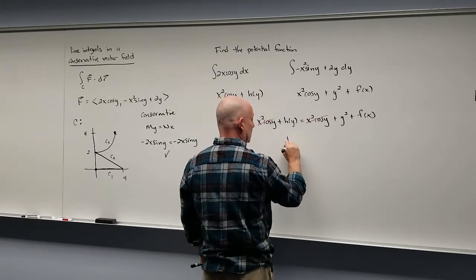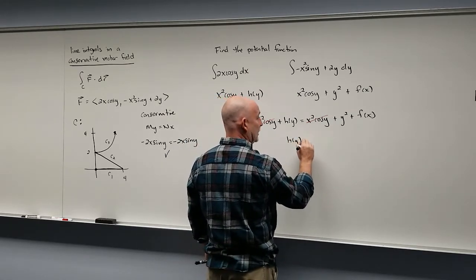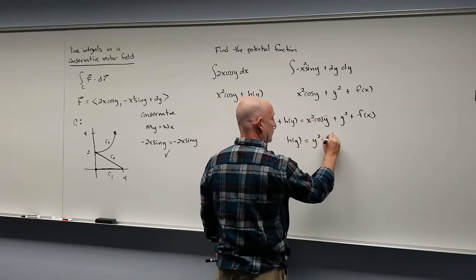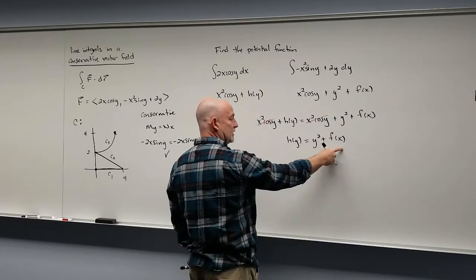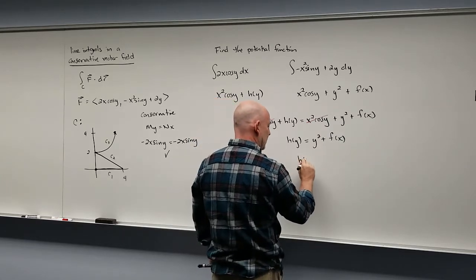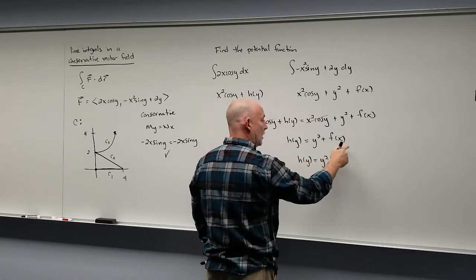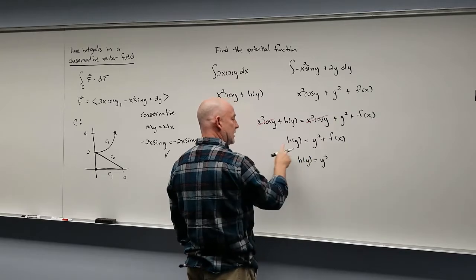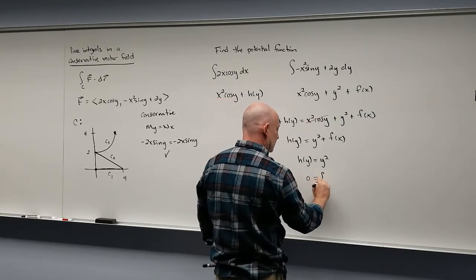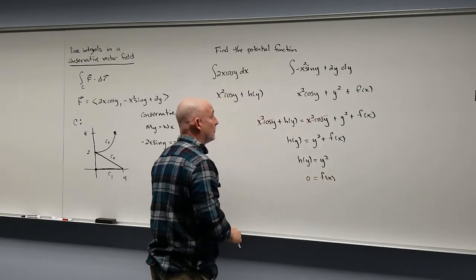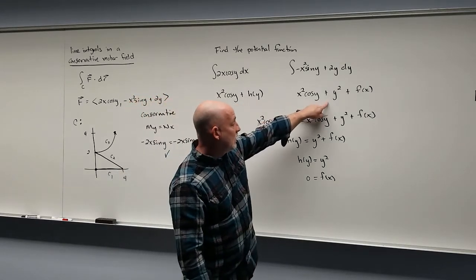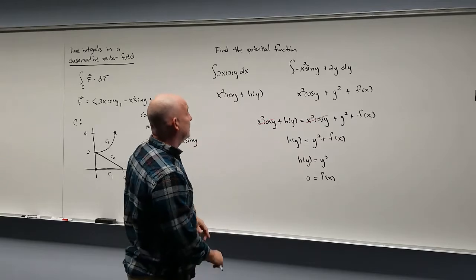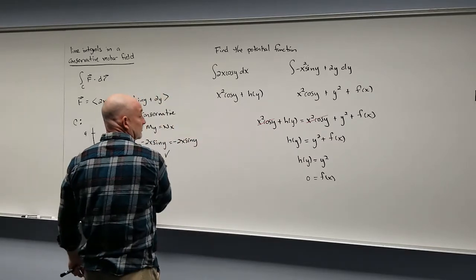So notice here we end up with h of y is equal to y squared plus some f of x. So whatever the function of y is on this side has to be the function of y on that side, so h of y has to be y squared. Whatever the function of x is on this side has to be the function of x on this side, so it's obvious f of x has to be 0. So notice if we put h of y equals y squared into here, our f of x equals 0 into there, we get the exact same function.